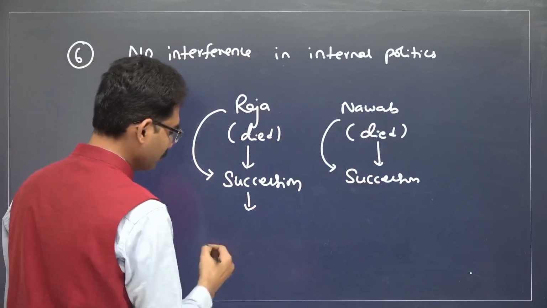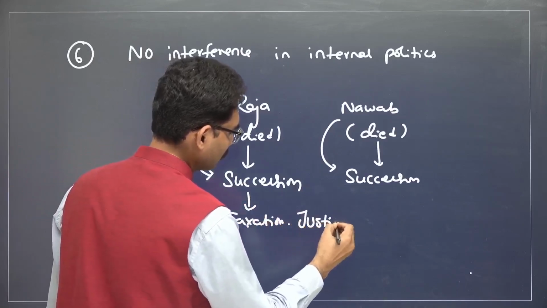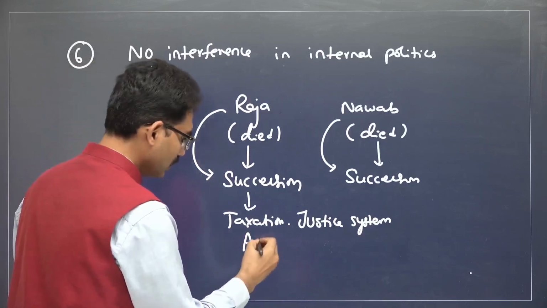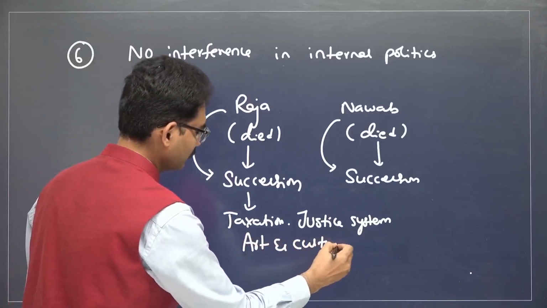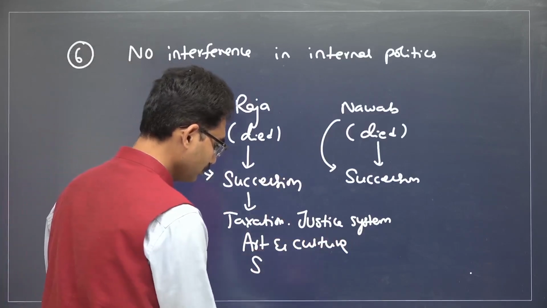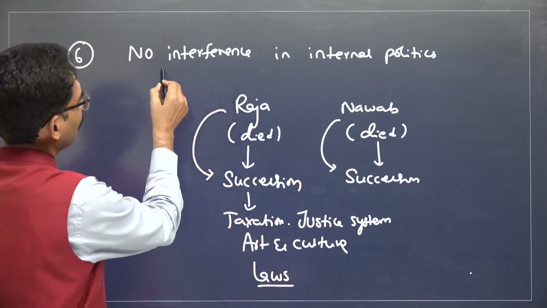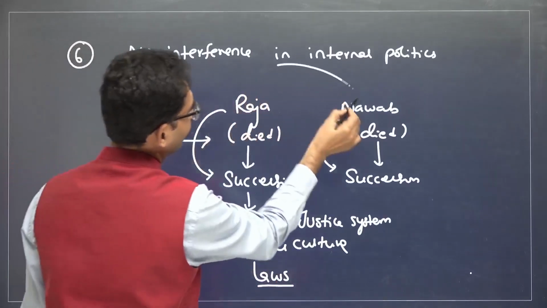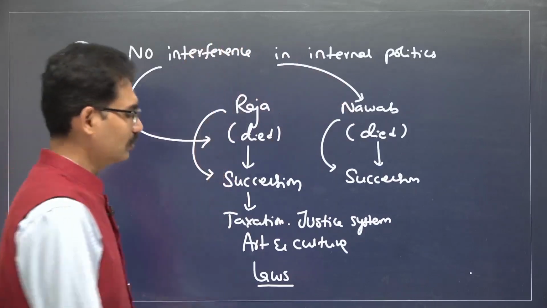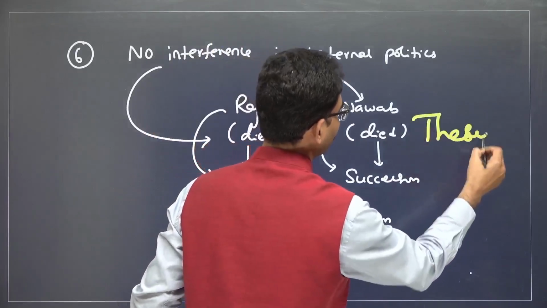And what about taxation policy? What about the justice system? Art and culture, the pattern of art and culture. The socio-economic system, whatever laws they were following, it is up to them. No interference here. As part of the agreement, this is the promise, but it is only in theory.